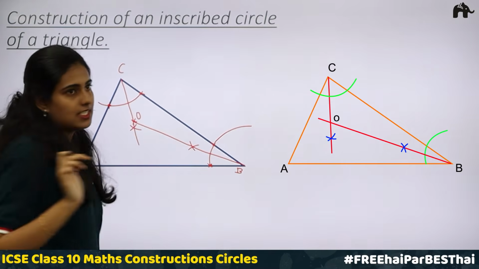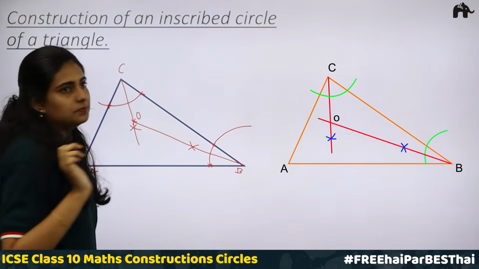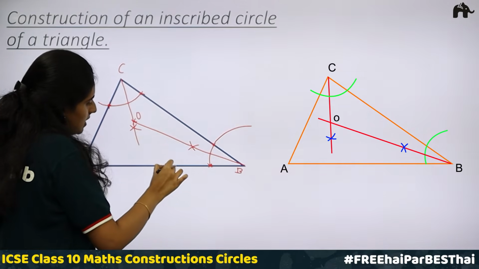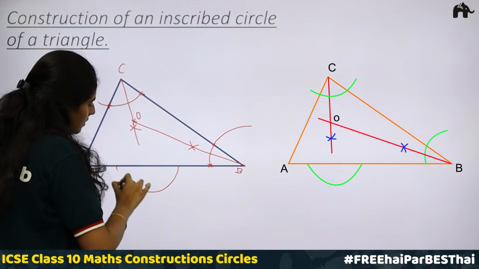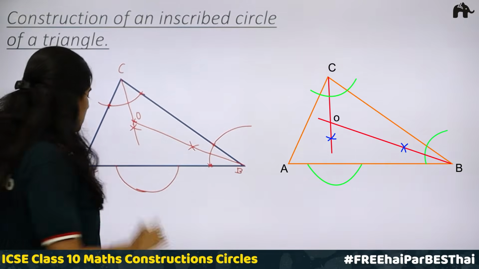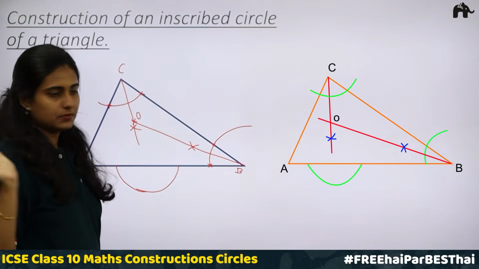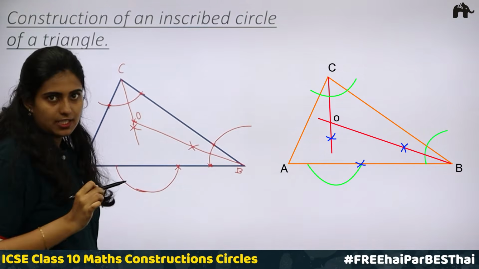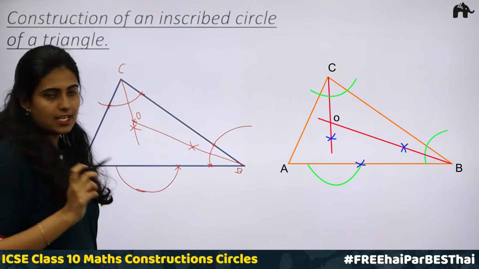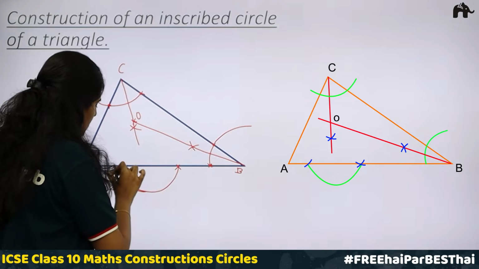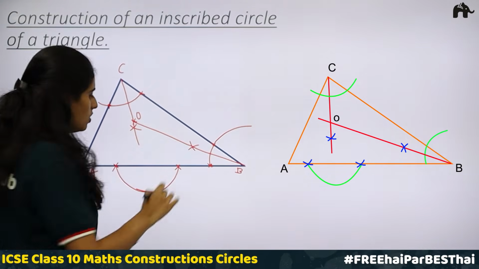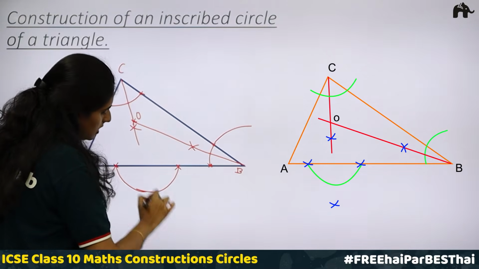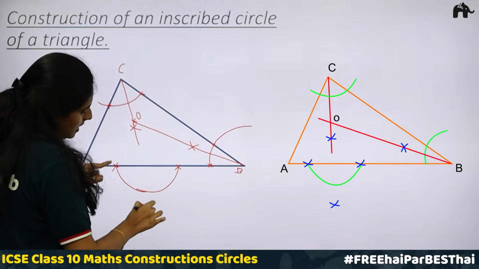Okay, we need 90 degrees. How to construct 90 degrees here? Now, with O as center, we'll draw a big arc to this line AB. Here, the total angle will be 180 degrees. Half of 180 degrees, we get 90 degrees. With this point as center and this point as center, draw two other arcs. This point as center, you got an arc here. This point as center, cut another arc here.